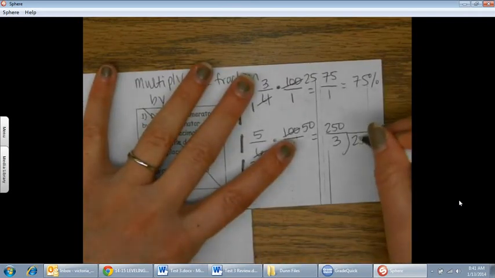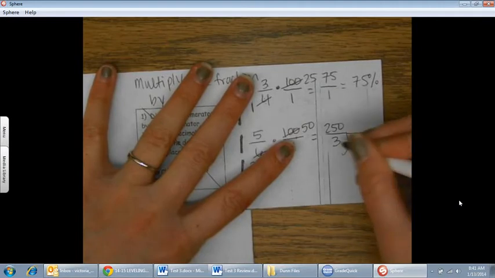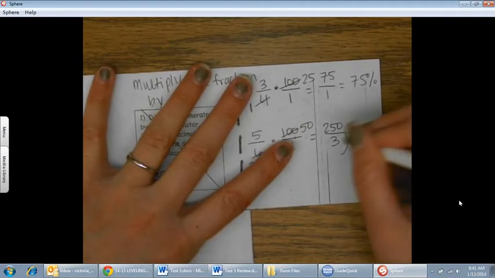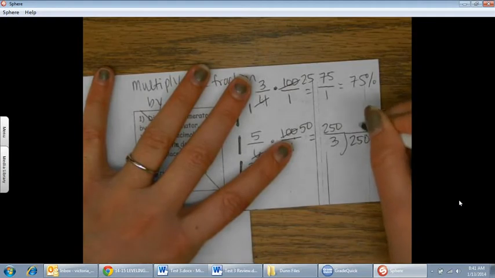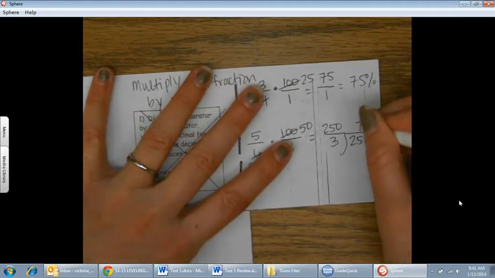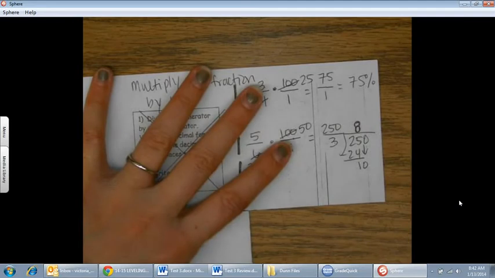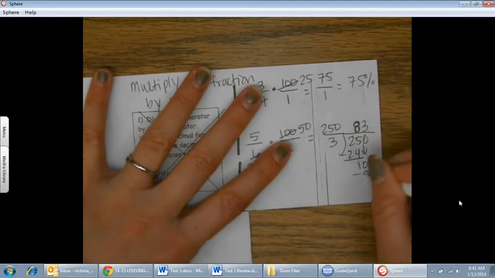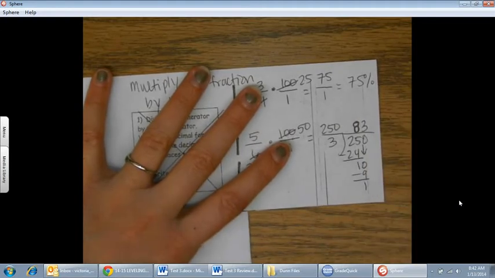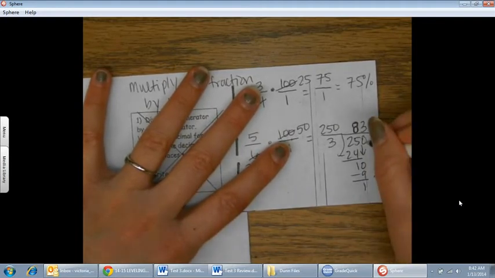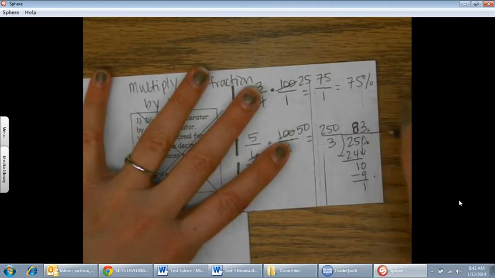3 goes into 25 8 times. 8 times 3 is 24, minus 24 gives me 1 left over. I bring down the 0. 3 goes into 10 3 times, minus 9 gives me 1 left over. I can't have 1 left over, so I need to kick off my boots, raise a hat, eat a donut. And when I bring it down, 3 goes into 10 3 times, minus 9 gives me 1. I notice that it's a repeating pattern.